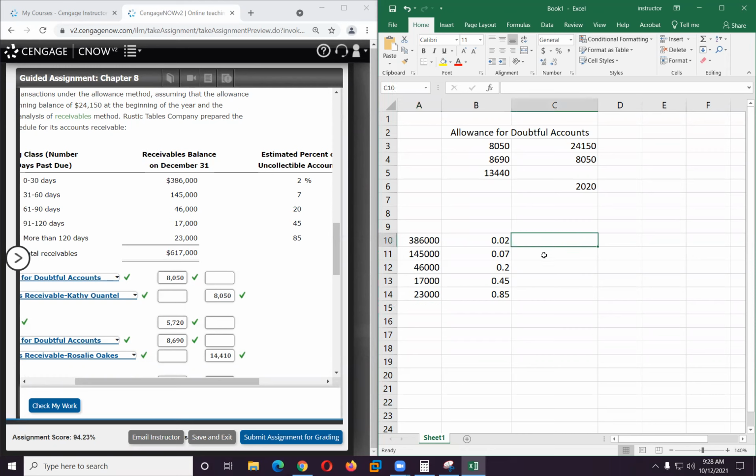So to figure out how much, I'm just going to multiply it, 386,000 times 2%. And I'm going to do that calculation all the way down and then add them all up. So I think that I'm not going to be able to collect $54,270 of the total of $617,000 that's owed to me. Does that make sense? So now the question is, what journal entry do I need to create to bring the balance of my allowance for doubtful accounts account up to $54,270?